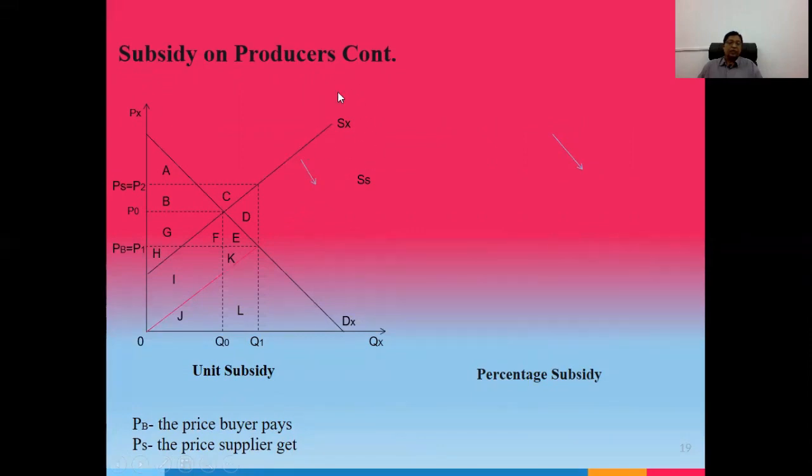Initial supply curve of commodity X is given by Sx, this line. Initial demand curve is given by Dx. Initial equilibrium price is given by P0, equilibrium quantity is given by Q0. Then consumer surplus is given by the area of AB. Producer surplus is given by the area of GH.